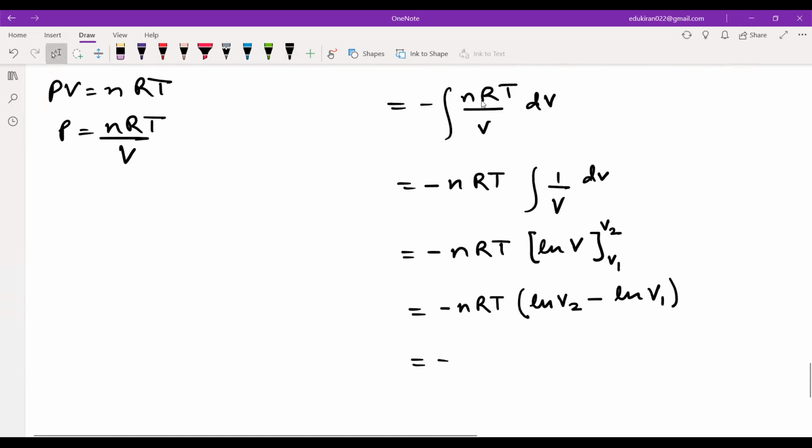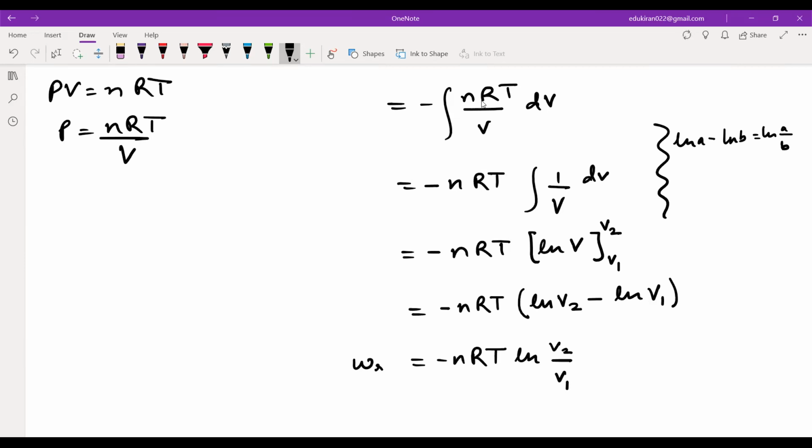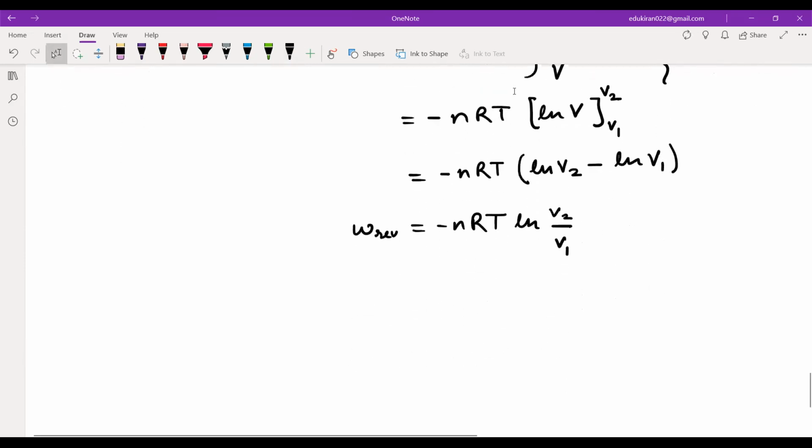Now there is the quotient rule, which says that ln of A minus ln of B is equal to ln of A upon B. So we can write this as ln of V2 upon V1. So we have got work reversible is equal to minus nRT ln V2 upon V1.